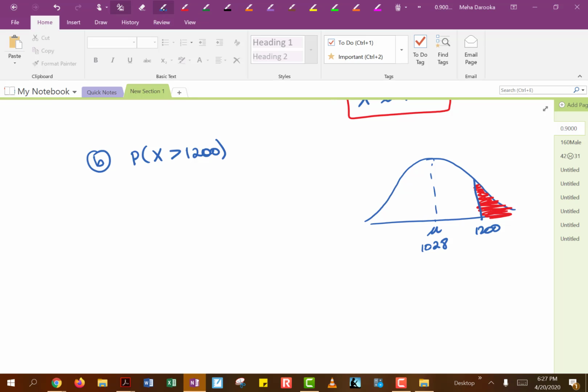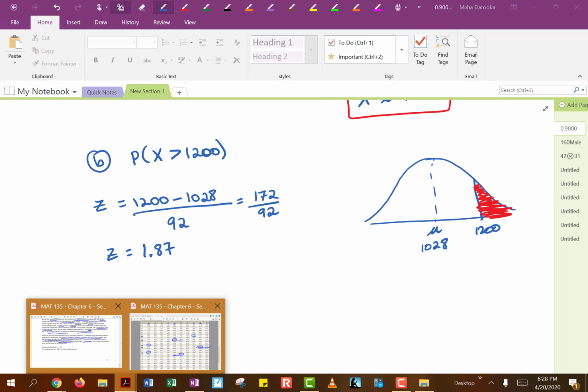So in this case, we of course first need to calculate what the z-score for 1200 will be. So we start by taking our 1200, subtract our mean from it, which is 1028, and then divide the whole thing by 92, and this will end up giving us 172 divided by 92, and as a z-score, this will come out to be 1.87. So once we have our z-score 1.87, then of course we can go to our table and figure out what that probability is going to be.